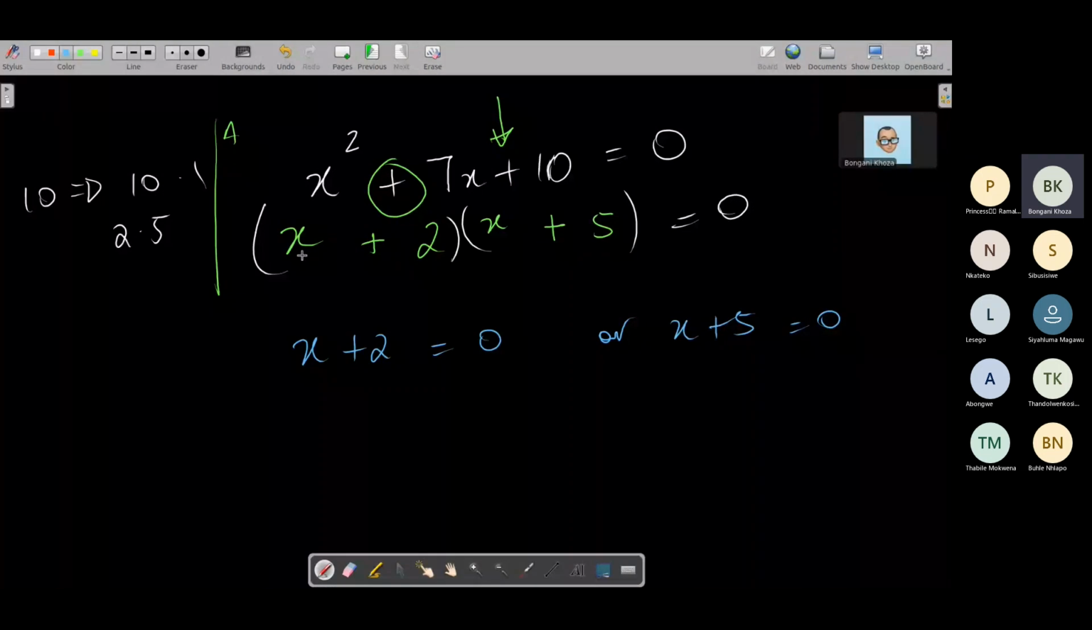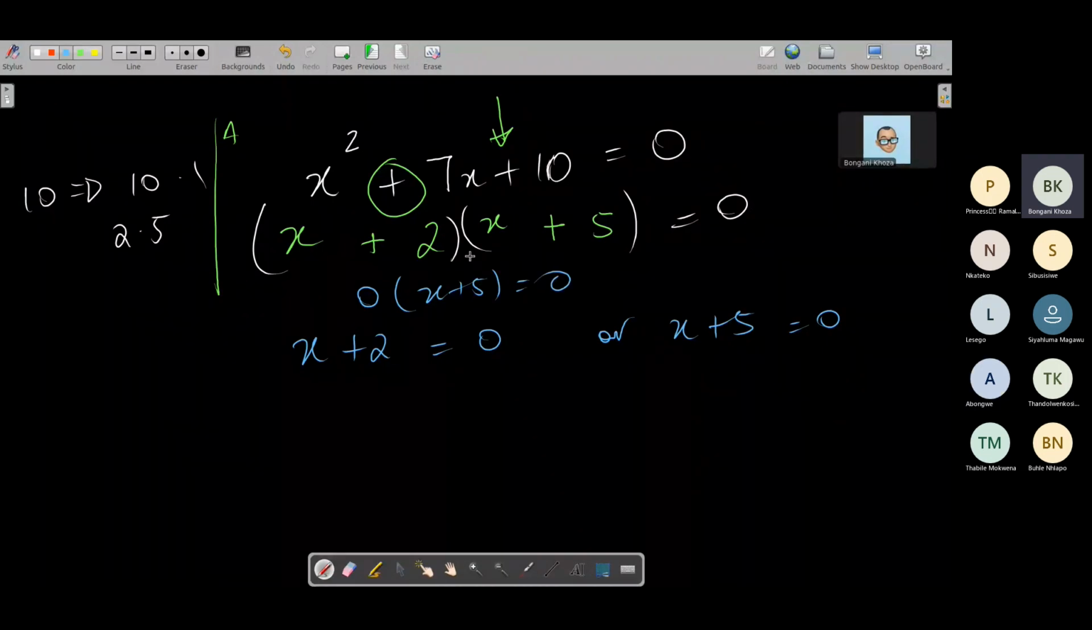What we are saying is that if I have this as a 0 times whatever is in this bracket, I'm just going to get 0. 0 times anything is just 0. Or if I'm having 0 times this bracket, x plus 5, then this is still going to give me a 0. That's what we are writing here. So we have two solutions. Either this part can give me a 0, or that part can give me a 0. Are we okay?